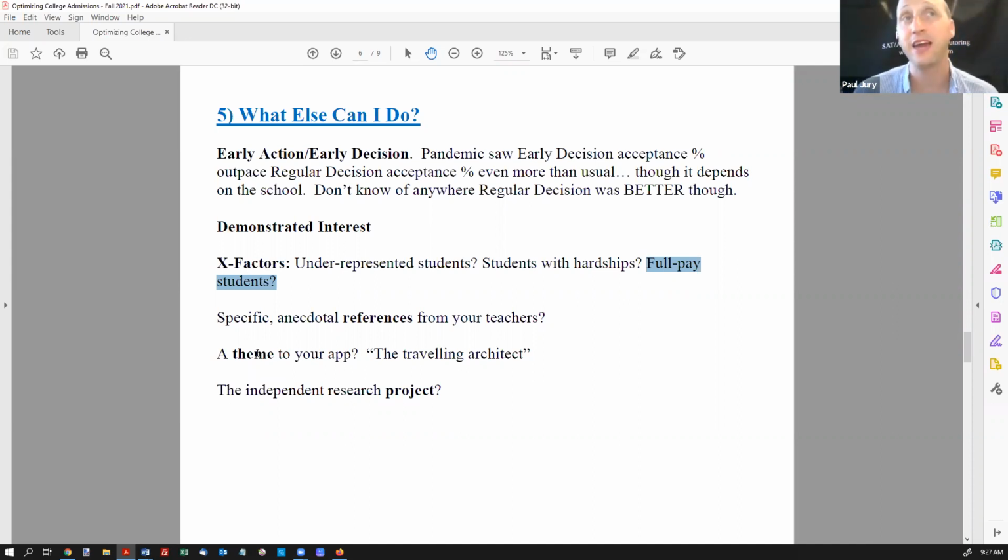But we want to be thinking about opportunities to show them that there's some kind of theme. I am a math person. I'm a journalist. I am a sports psychologist. I'm a whatever. And sometimes your essays may balance out your activities and show that kind of thing.